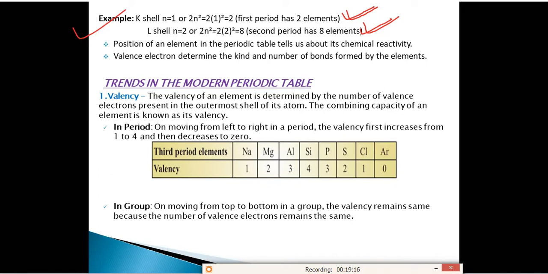The position of an element in the periodic table tells us about its chemical reactivity. Valence electrons determine the kind and number of bonds formed by the elements.